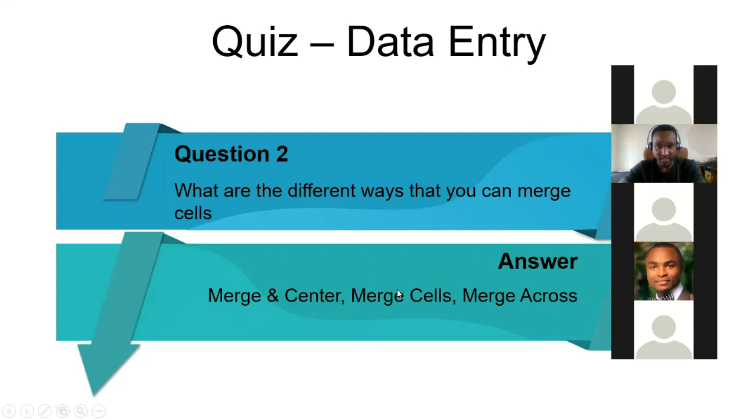Merge and center and merge cells are similar. Then we can also merge across. That is row-wise. It merges cells in different columns on the same row. It puts them all in one long cell. That is merging across. Those are the different ways you can merge.